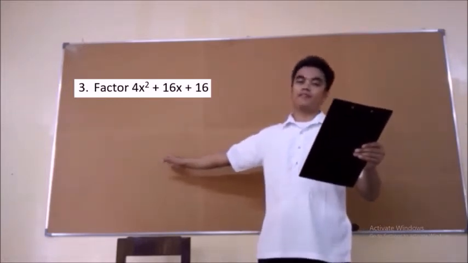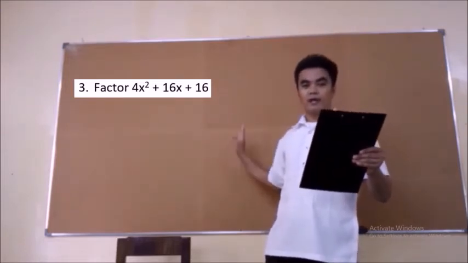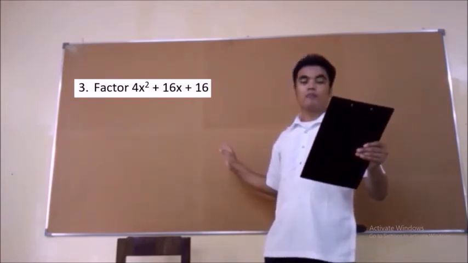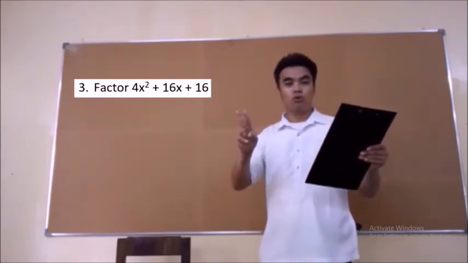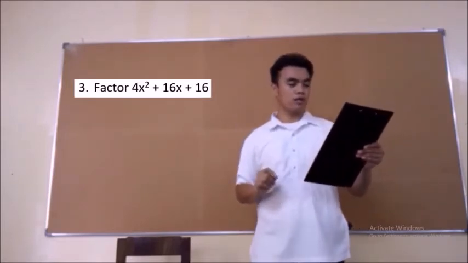Get the square root of the first term and get the square root of the last term. Pag nakuha mo yung square root ng first term at last term, i-multiply mo yun by 2. Kung lumabas yung nasa gitnang term, it means it is a perfect square trinomial.